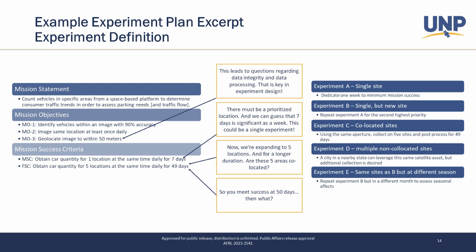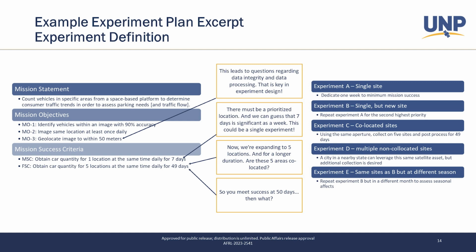Using the same aperture, we're going to make the assumption in this example that you want to collect 5 sites in a single pass. So maybe we have a wide enough ground footprint in our aperture to collect 5 sites in a single pass that's meaningful to the stakeholder. If that's the case, then experiment C is our full success.